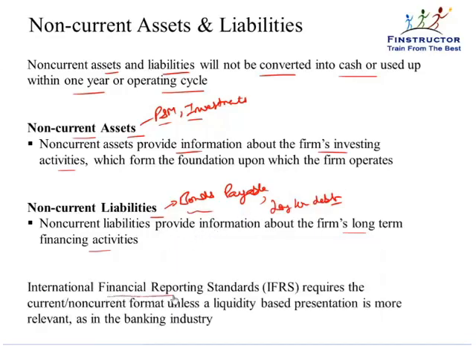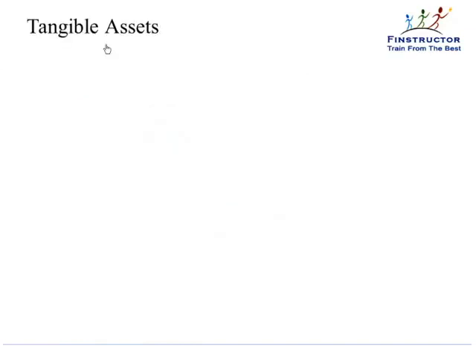IFRS generally mandates that all firms report the balance sheet in the current non-current format, that is, current assets and liabilities be reported separately along with the non-current assets and liabilities. Exceptions are allowed for the banking industry and other sectors where a liquidity-based presentation is more apt, wherein the more liquid assets are represented first and the less liquid assets are represented later on in the balance sheet.